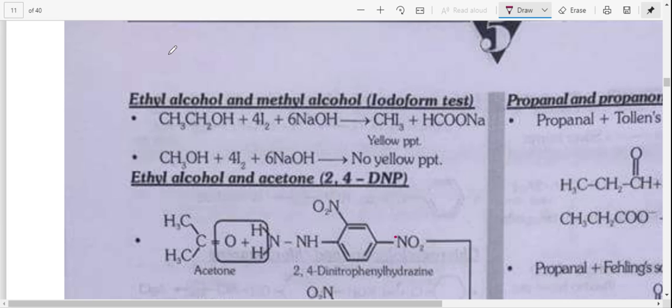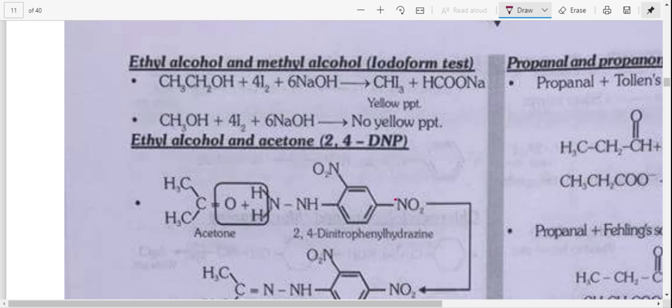This is part 2 video of distinction between the organic compounds or some pair of compounds. So this is the part 2. If you haven't watched the part 1, please go and watch it, so it will be easy for you to watch this part 2. So let's start the video.